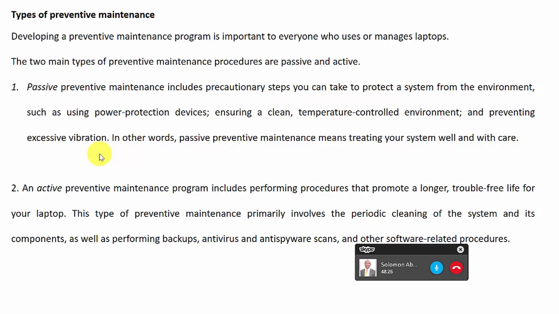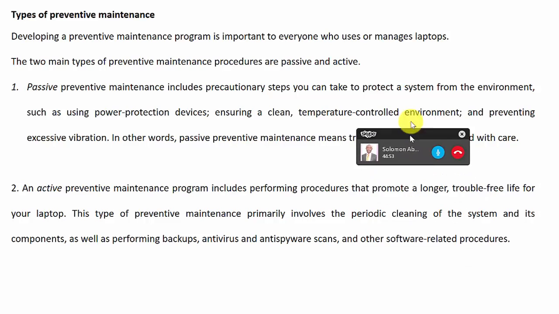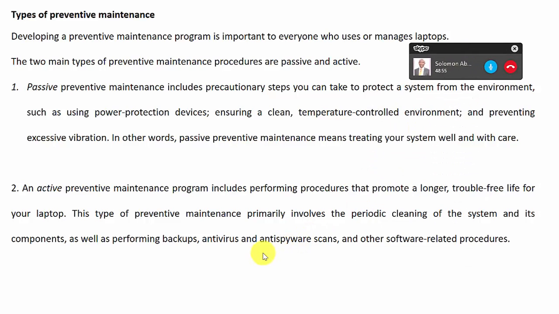When we talk about the active preventive maintenance program, we include performing procedures that hold longer trouble-free life for our laptops. This type of preventive maintenance is done periodically to clean the systems and the components, as well as carrying out antivirus and anti-spam scans, as the case might be.